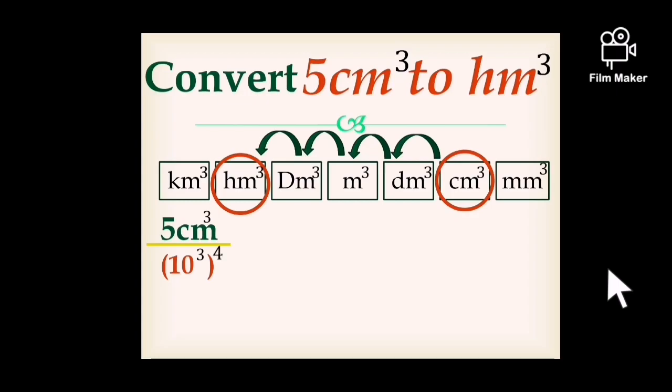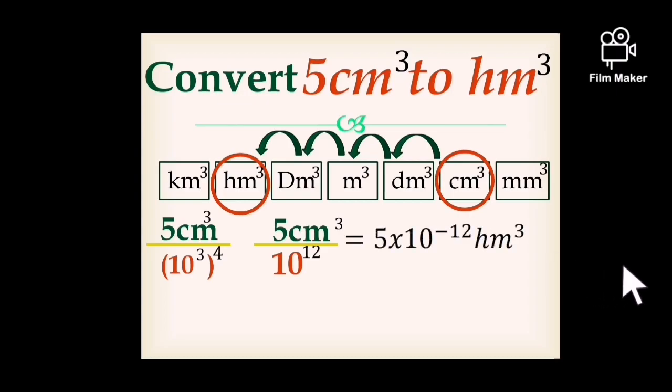So, dahil 4 steps tayo from cubic centimeter to cubic hectometer, i-raise natin yung 10 cubed to 4. So, that is 5 cubic centimeter divided by 10 to the 12 power, kasi multiply natin ang power of a power. So, 3 times 4 is equal to 12. Kinuha natin ng reciprocal, ginawa nating scientific notation, 5 times 10 raised to negative 12.